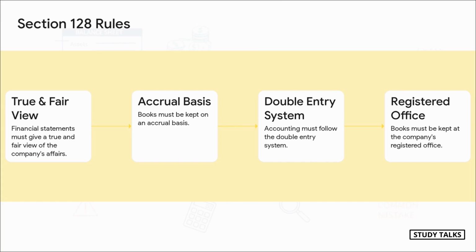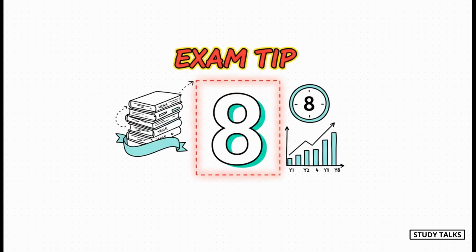Now here's a number that is an absolute favorite for multiple choice questions. How long does a company have to keep its books of account? The answer is a minimum of 8 financial years immediately before the current year. Just burn this number into your brain, 8 years. Don't throw away an easy mark on this.